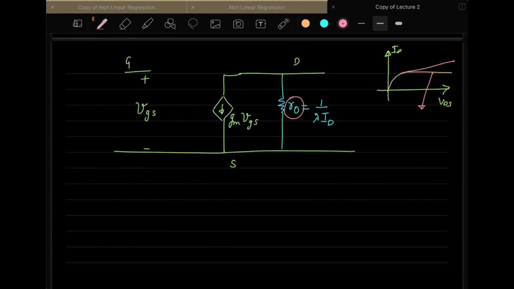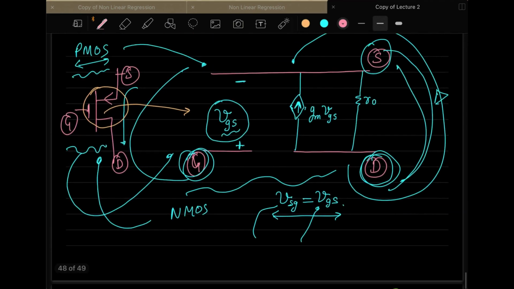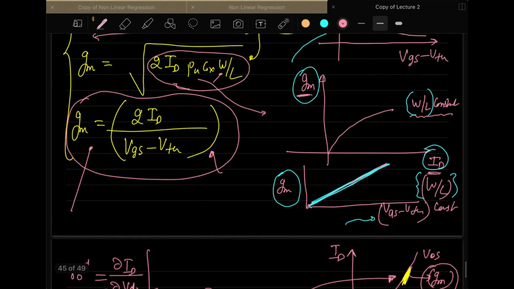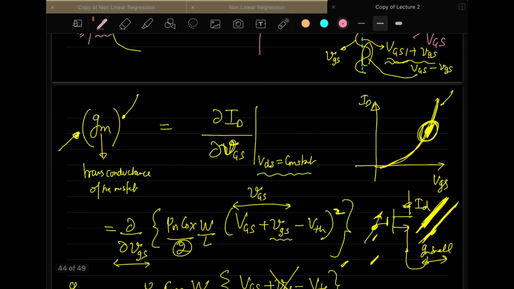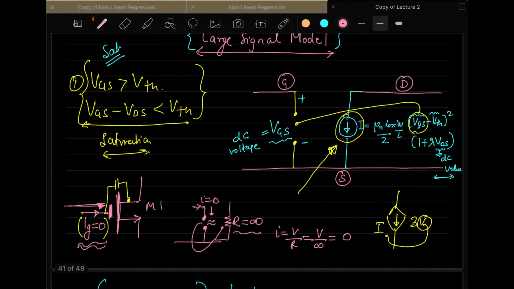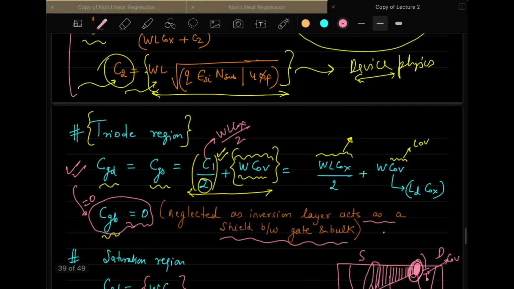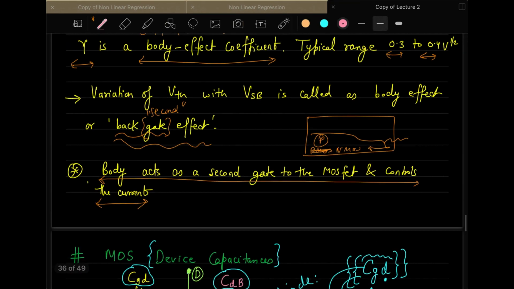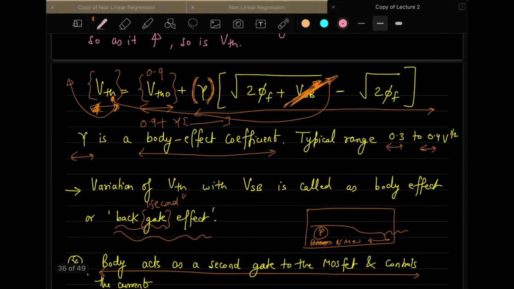So now we want to add one more thing here. As you might recall from our earlier lecture, we discussed the bulk gate effect, which is also called the back gate effect. We discussed this, right? The variation of the threshold with back gate.